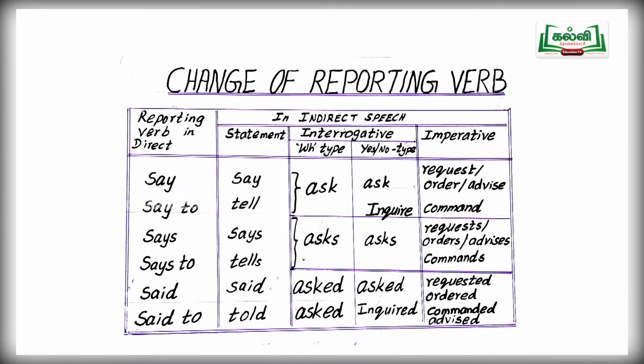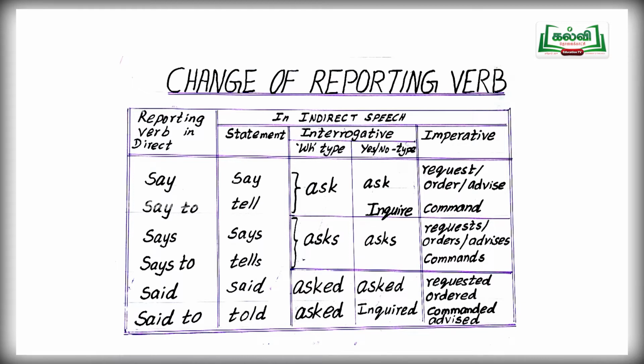Now let's see change of reporting verb, from the direct to the indirect speech. First we see the statement. In the statement, say becomes say, say to becomes tell. Says, says; says to, tells. Said, said; said to, told. In the interrogative sentence, say and say to become ask. Says and says to become asks. Said and said to become asked.